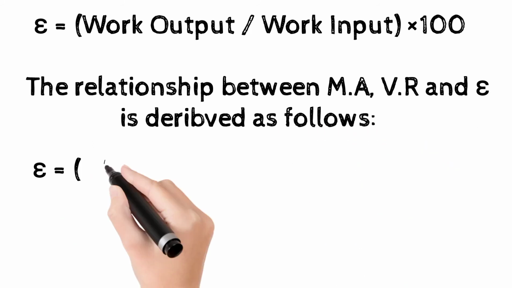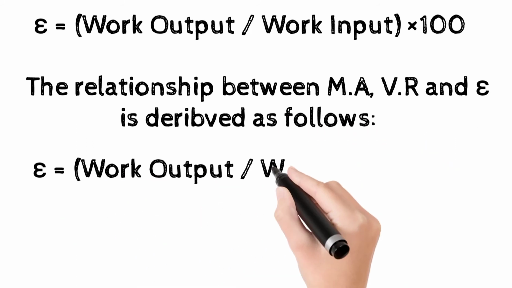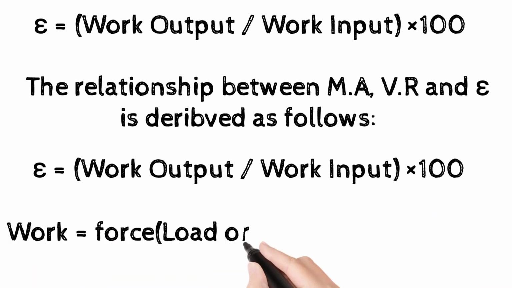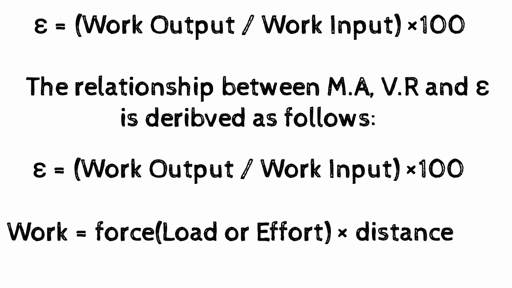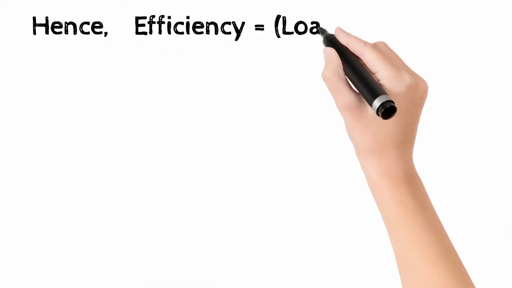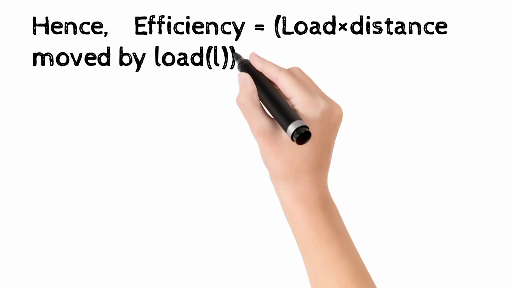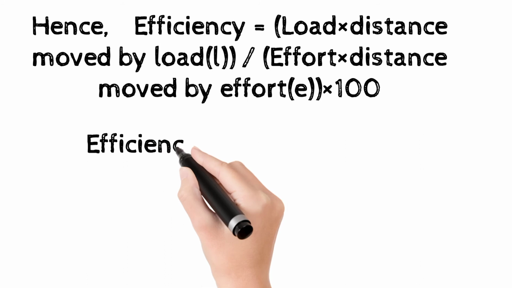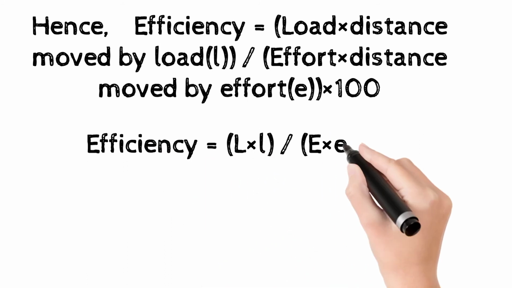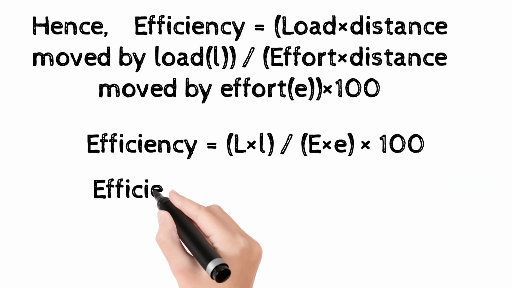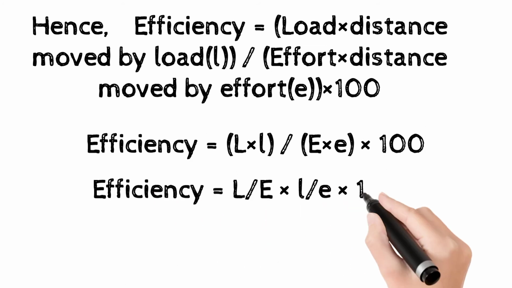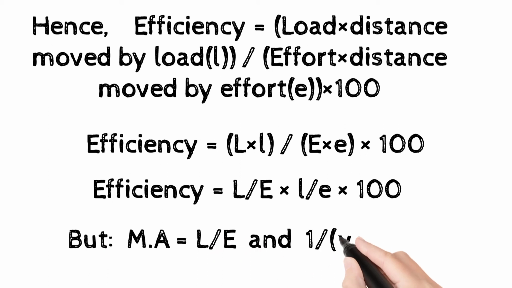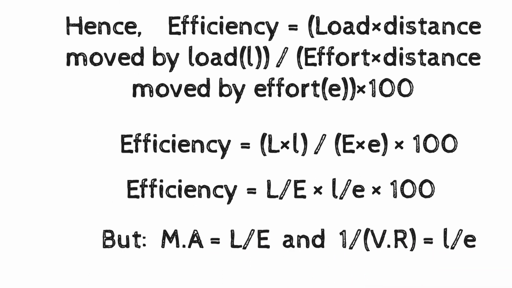So let's look at the relationship between mechanical advantage, velocity ratio, and this efficiency. From the definition of efficiency, we have work output over work input. Now, efficiency is load multiplied by distance moved by load over effort and distance moved by the effort multiplied by 100%. For what we have discussed, we have changed it to load multiplied by distance moved by the load according to the formula. Let's now link it to mechanical advantage and velocity ratio.